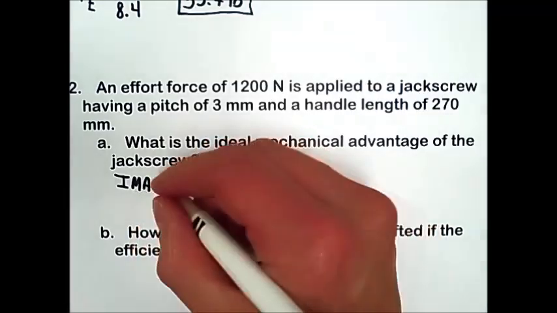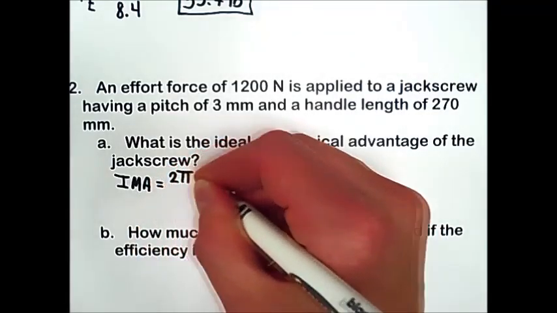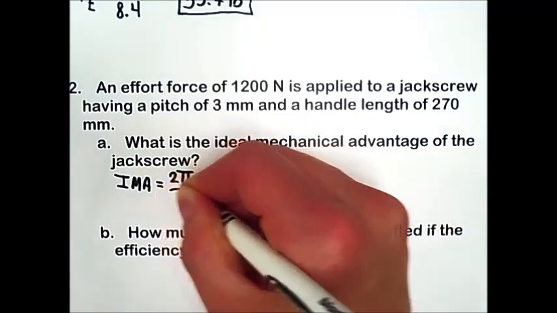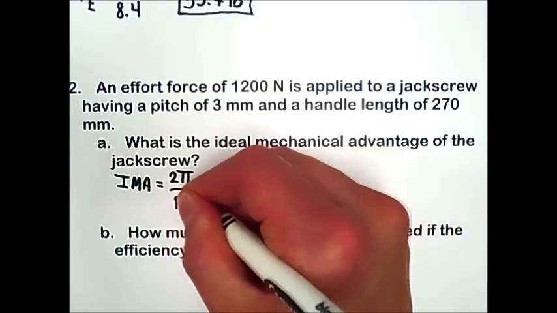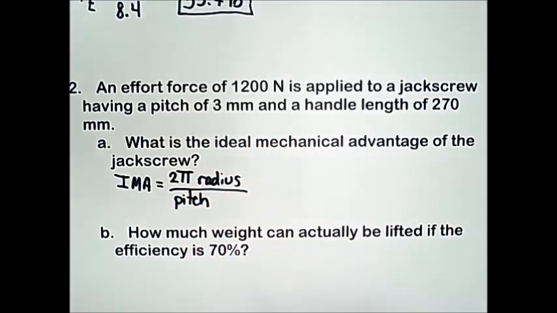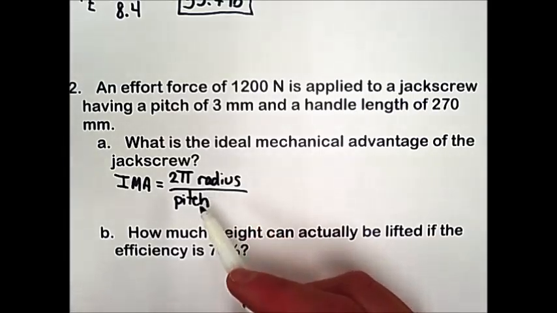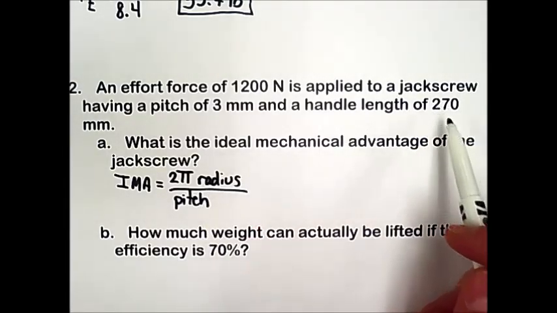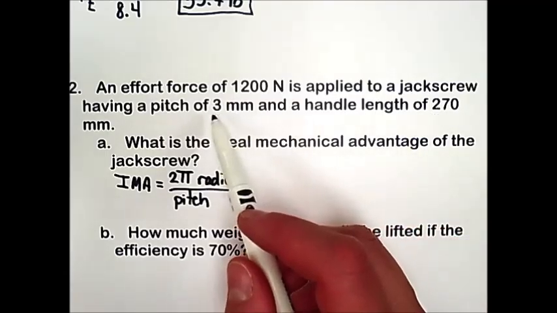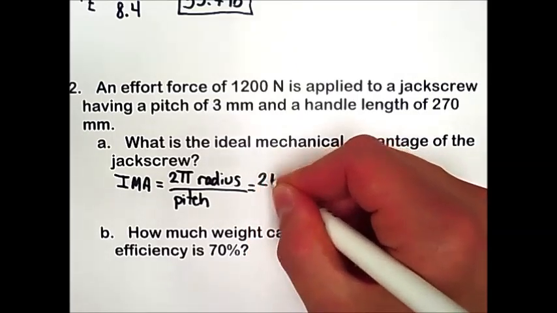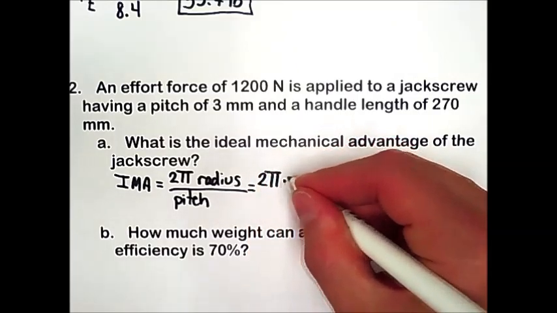So we're going to find the ideal mechanical advantage, which is 2 times pi times the radius divided by the pitch. So in this problem, as long as the radius and the pitch initially have the same unit, it doesn't matter what unit that is. So our radius will be the length of the handle, which is 270 millimeters, and the pitch is 3 millimeters. So because they each have the same unit, we don't have to convert any of those units.